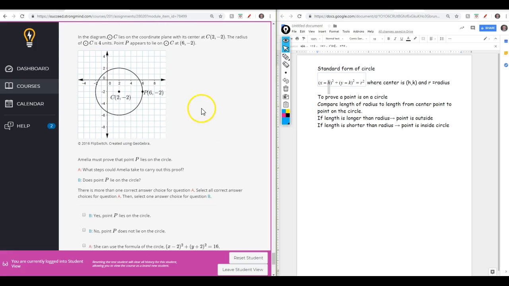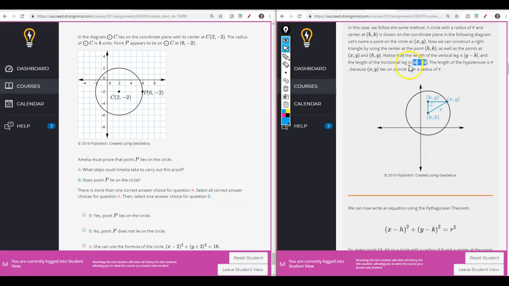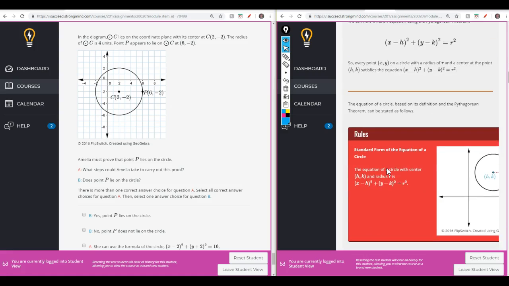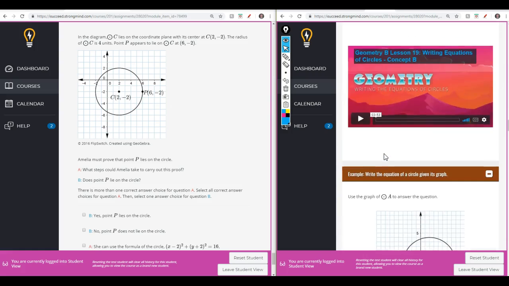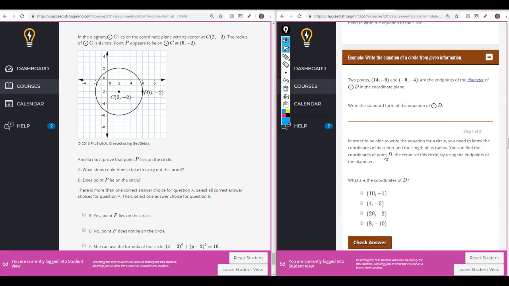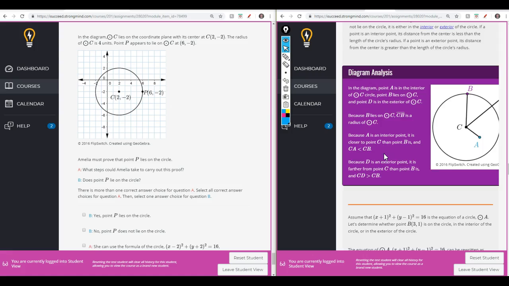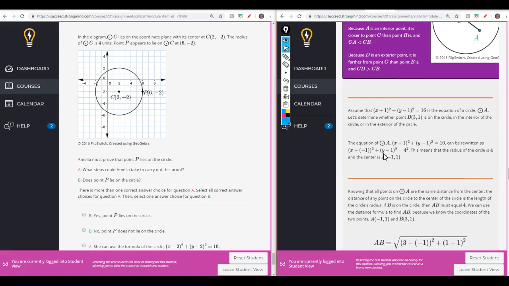We could duplicate this and see what they have to say about proving a point is on a circle. So right here, it's saying to use the equation of the circle, which means the radius is 4 and the center is at (2, -2).